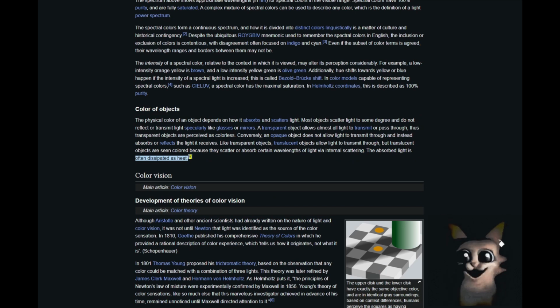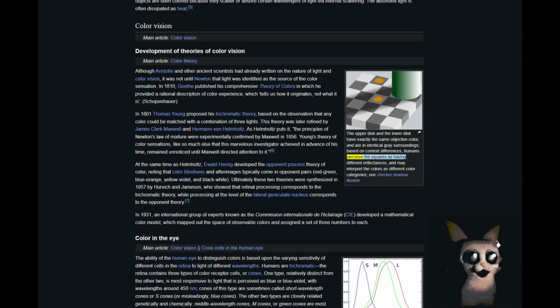5. Color vision. Main article: Color vision. Development of theories of color vision. Main article: Color theory. The upper disk and the lower disk have exactly the same objective color, and are in identical gray surroundings. Based on context differences, humans perceive the squares as having different reflectances, and may interpret the colors as different color categories. See checker-shadow illusion.